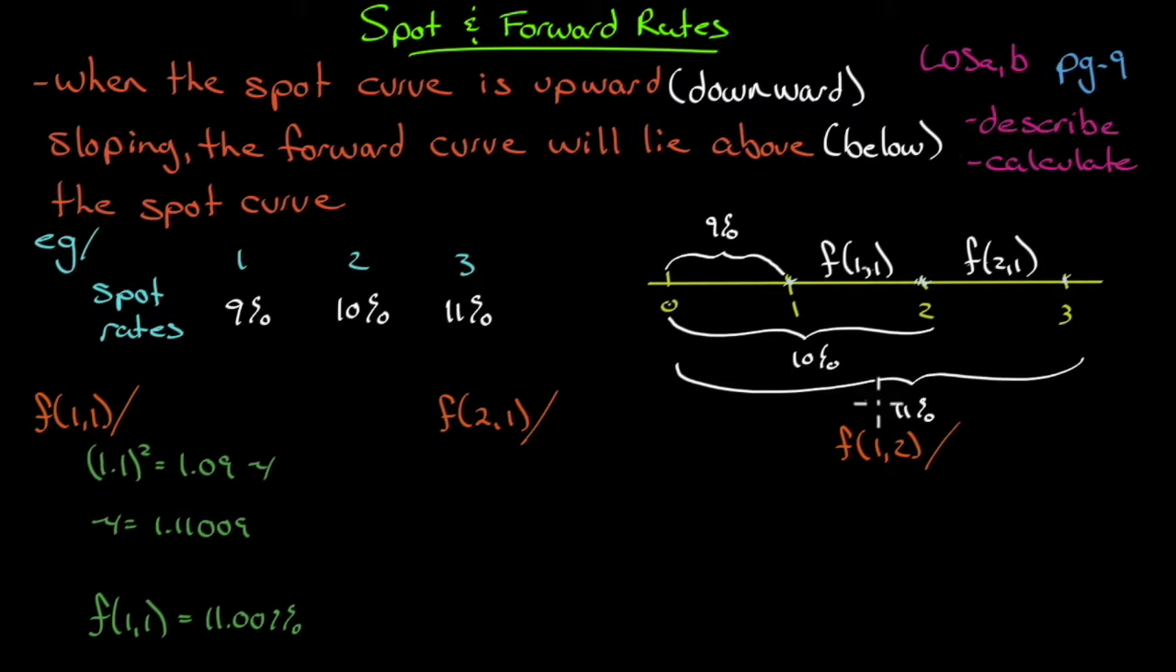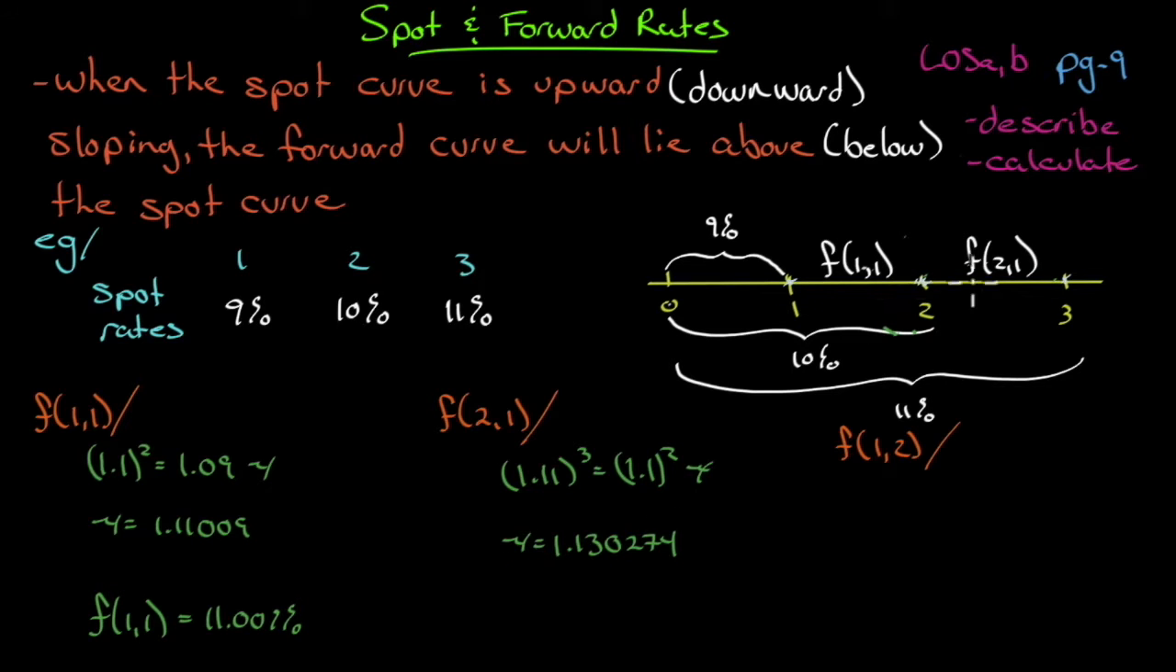Let's calculate F21. Well, for this one, we're going to need a 3-year spot, and since this only covers this period of time, we need the 2-year spot. So just imagine this one flipped to the top of the line. So what's on the bottom of the line? 1.11 to the power of 3 must equal 1.1 to the power of 2 times x. And we solve for x. And x will give us 1.130274.